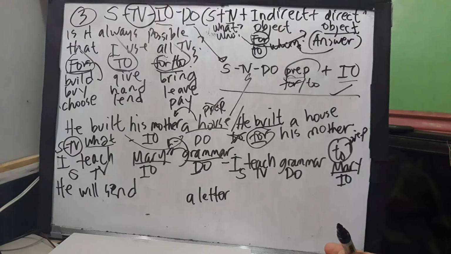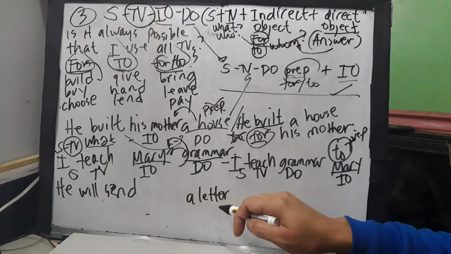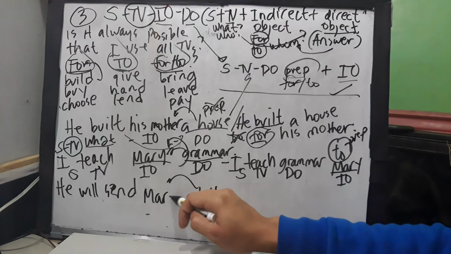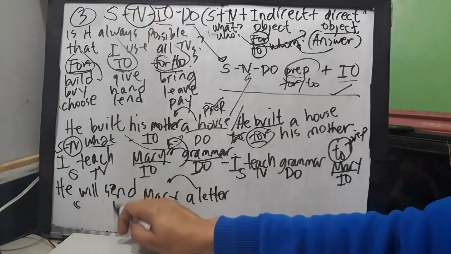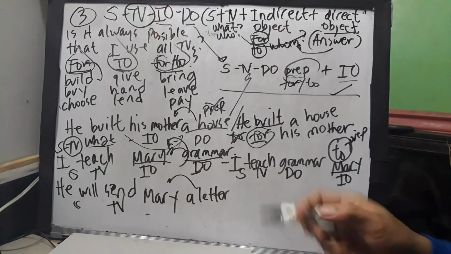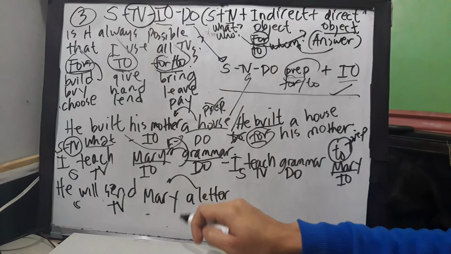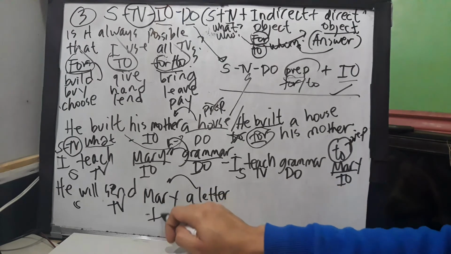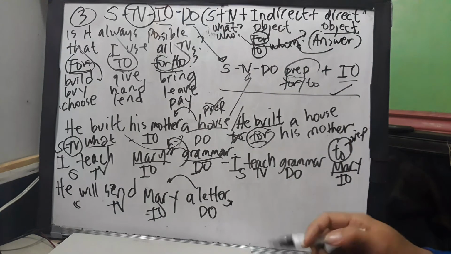So it could be like this, guys. He will send a letter to him. He will send Mary a letter. So he will send what? A letter. To whom? To Mary. For whom? For Mary. So you can use your what? IO. So if you change that sentence pattern, guys, it could become like this.